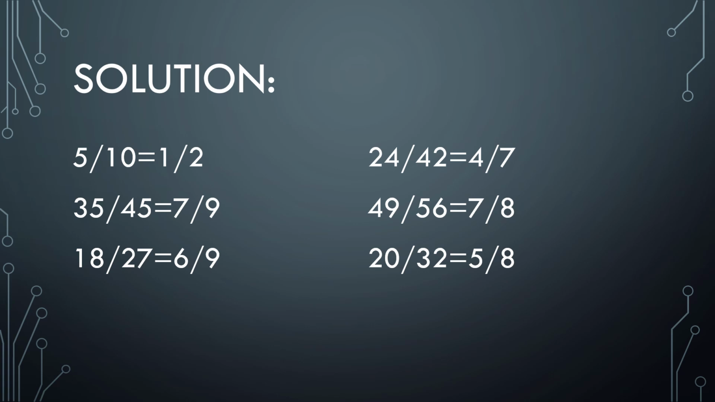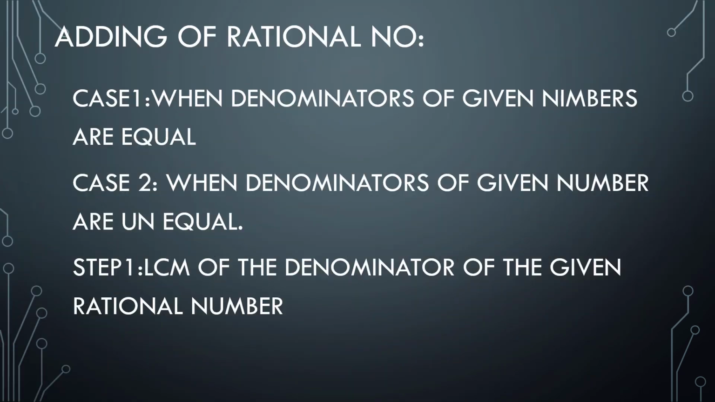Now let's see how to add these numbers. Adding of rational numbers: we have two cases. Case one tells us where the denominators are the same. You may use this case. We'll see examples in our coming video. If both denominators are equal, we first add the numerators, and the denominator would be the same in the answer.